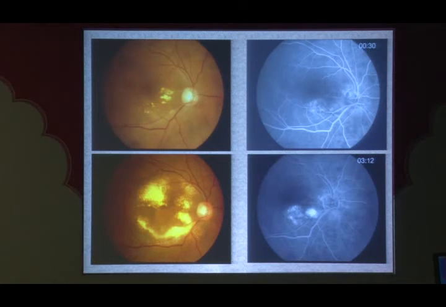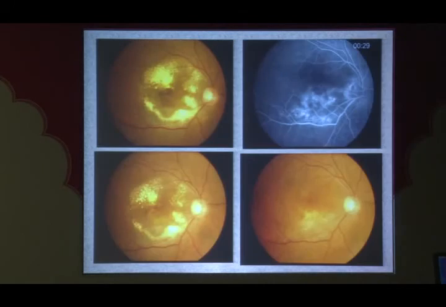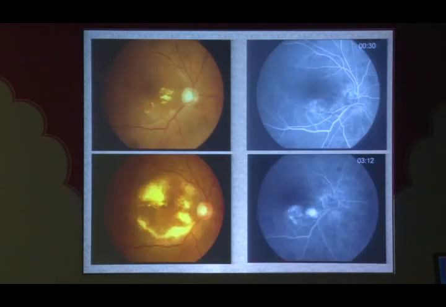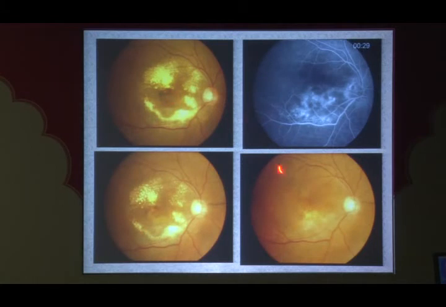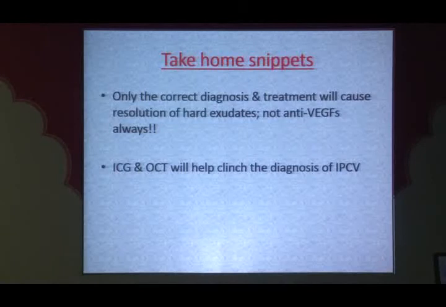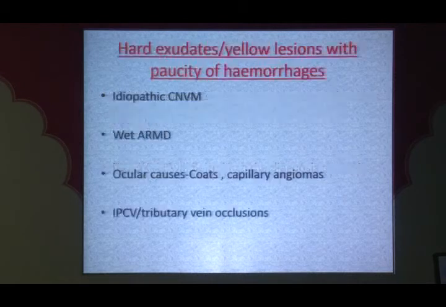Again, hard exudates at the macula need not always be related to the disease process on hand. This patient was treated again with multiple anti-VEGFs without a proper diagnosis being made, and rather than reducing, it was only increasing, and there was also a submacular hemorrhage. This patient actually responded to photodynamic therapy because the OCT and the ICG in that case showed a polypoidal choroidal vasculopathy. So the correct diagnosis and treatment will cause resolution of the hard exudates, not anti-VEGFs given as a blanket treatment, and ICG and OCT will help in the diagnosis.